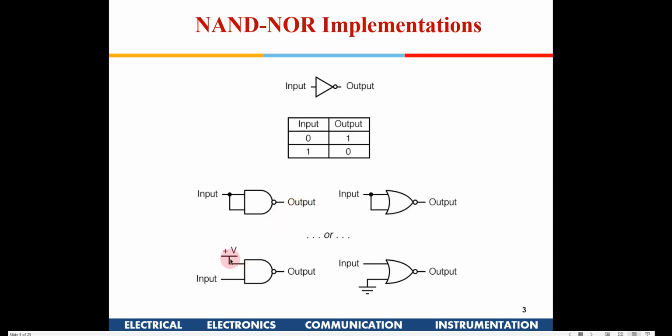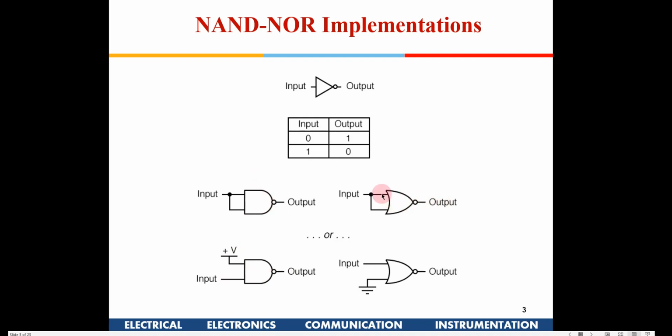The other option is to give one of the inputs as high, as logic 1. If you have 1 1, NAND gives 0, and if the input is 0 with the other at 1, since it is NAND, it will give output as 1. So this way also an inverter can be implemented. These are the two configurations of NAND to implement an inverter.